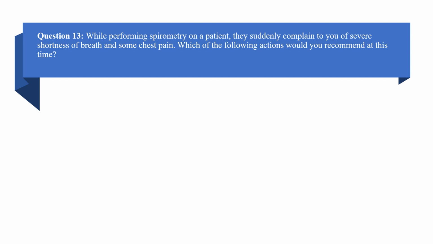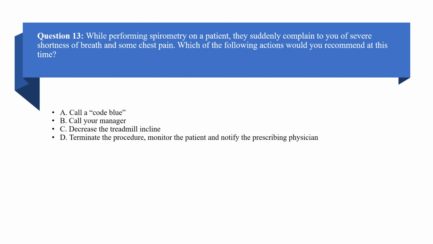Question 13. While performing spirometry on a patient, they suddenly complain to you of severe shortness of breath and some chest pain. Which of the following actions would you recommend at this time? So what would be your next action? A, call a code blue. B, call your manager. C, decrease the treadmill incline. And D, terminate the procedure, monitor the patient, notify the prescribing physician. And of course, if they lose consciousness or something drastic happens, respond to that as well.